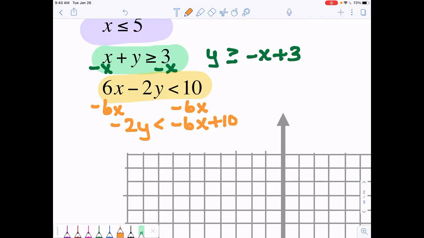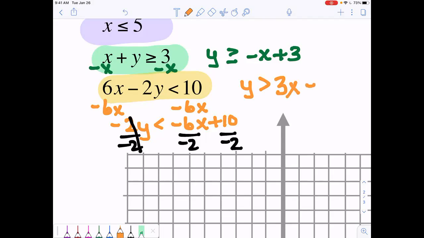Peyton, what do you have to do to solve that one to get y by itself? Yeah, we got to divide by negative 2. So the negative 2's cancel. Peyton, when you divide by a negative number, what happens with our sign? It flips, and that's the trick. It's a good thing we went over this one. You got to remember that the sign on the last inequality is going to flip. Then negative 6 divided by negative 2 is positive 3x, and 10 divided by negative 2 is negative 5.